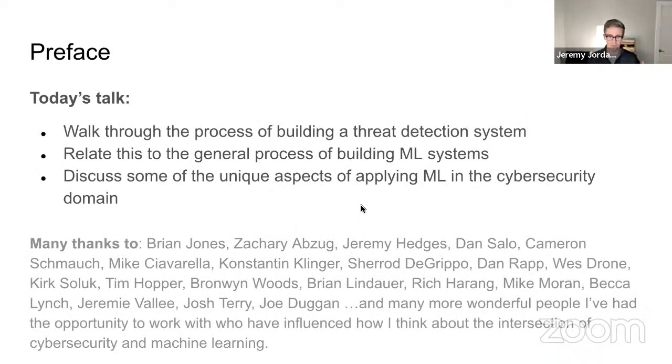So this talk is largely going to be me talking through the process of building a threat detection system. And then I'm also going to attempt to relate that back to the general process, since I know we have a wide variety of ML practitioners here today. So I'll relate that back to building machine learning systems in general and try to highlight some of the unique aspects of applying machine learning in the cybersecurity domain.